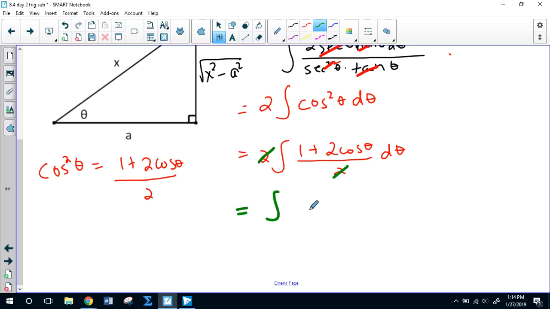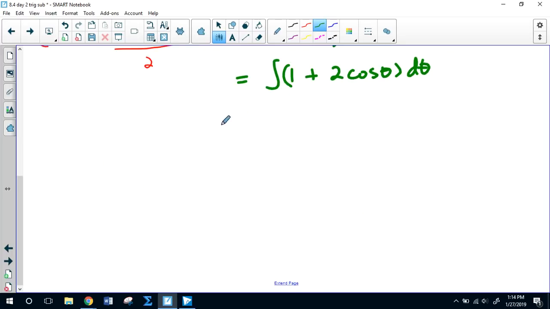I'm going to separate that. Actually, no, I'm just going to write it like this. 1 plus cosine 2 theta d theta. And 1, in the situation we're talking about, is the integral of d theta. 1 just becomes theta. And then the antiderivative of cosine is sine. So this is theta plus 2 sine theta plus c.